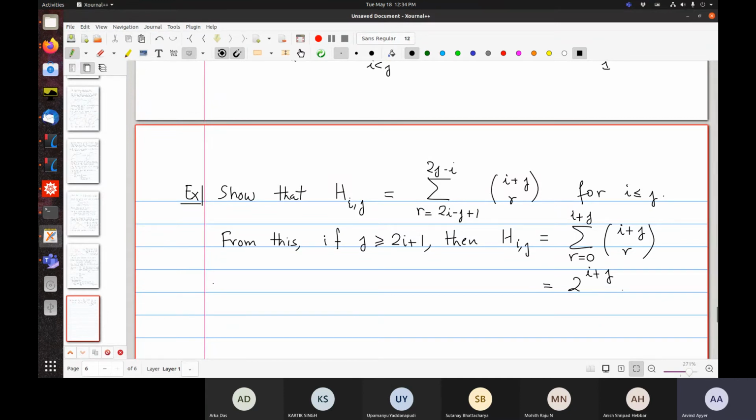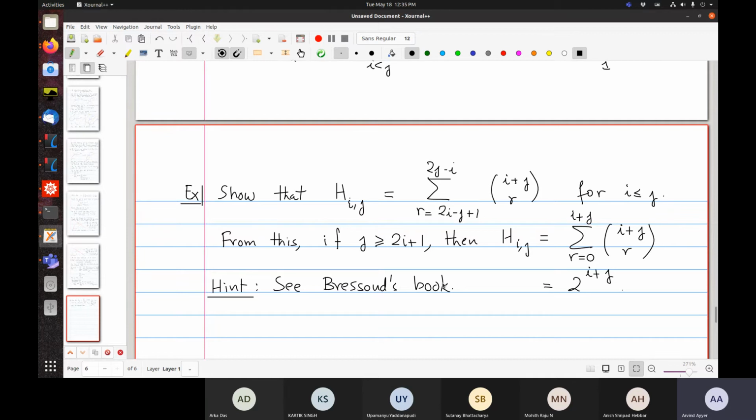As a hint, this is from Rasul's book. So he has given some hints on how to prove this. All right. Any questions?